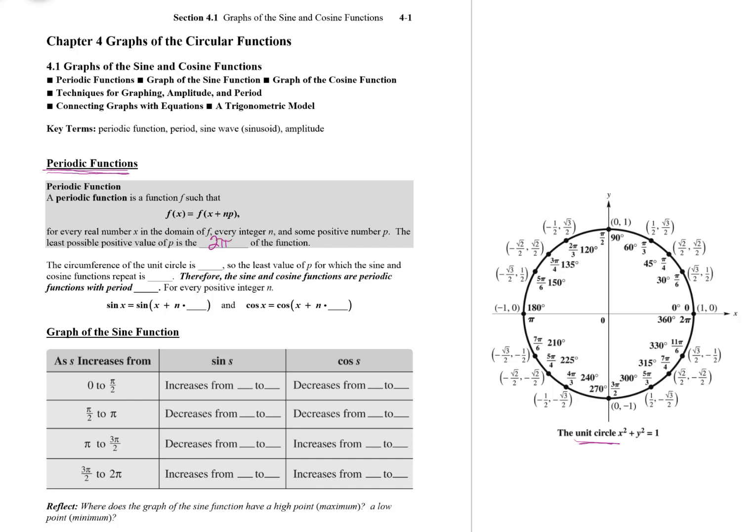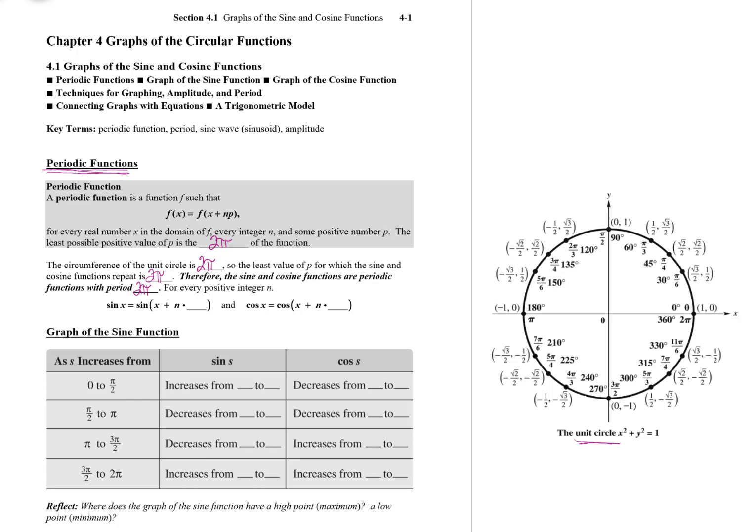The circumference of a unit circle, we know that it's 2 pi r. If the radius is 1, then the circumference is 2 pi. So the least value of p, for which sine and cosine repeat, is 2 pi. Therefore, the sine and cosine functions are periodic functions with period 2 pi.